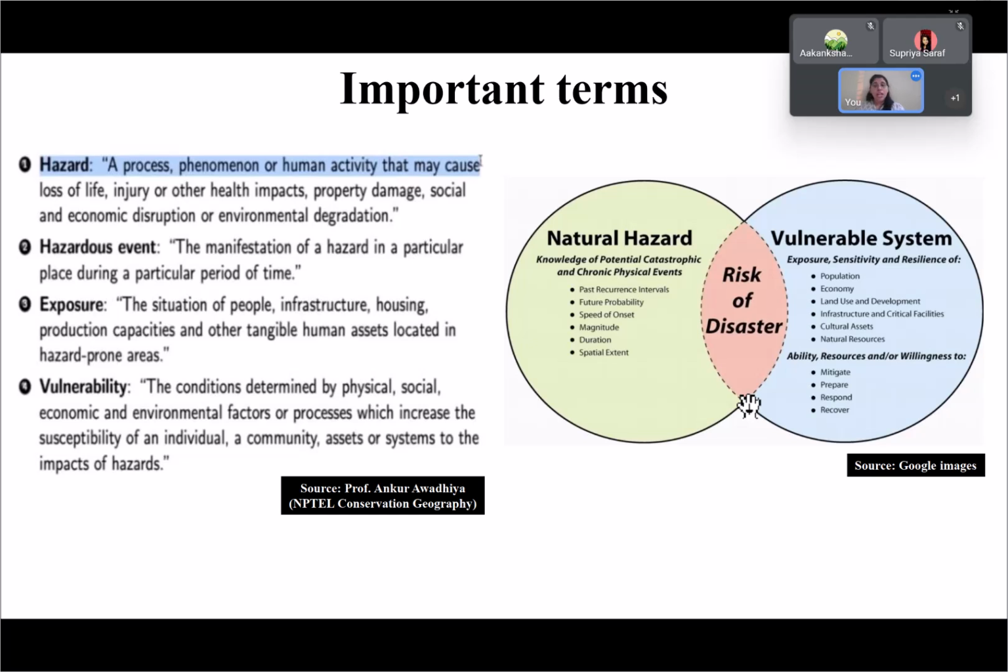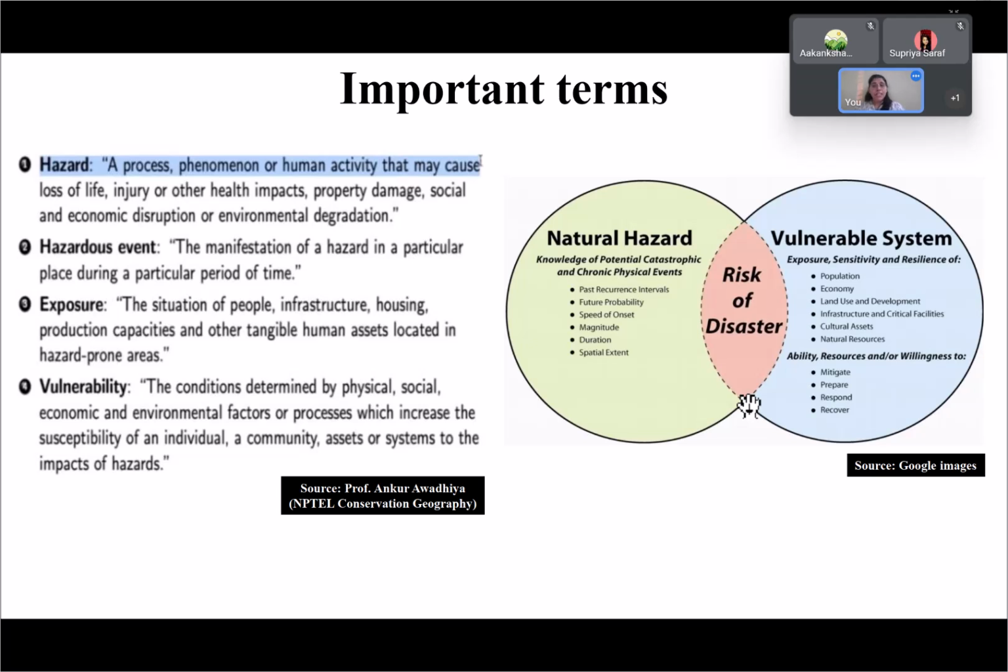Exposure, the situation of people or any infrastructure, housing, production capacity, and other tangible human assets located in hazard prone areas. So whoever is experiencing the problems of hazard, that particular section is called exposed section, or the exposure limit.